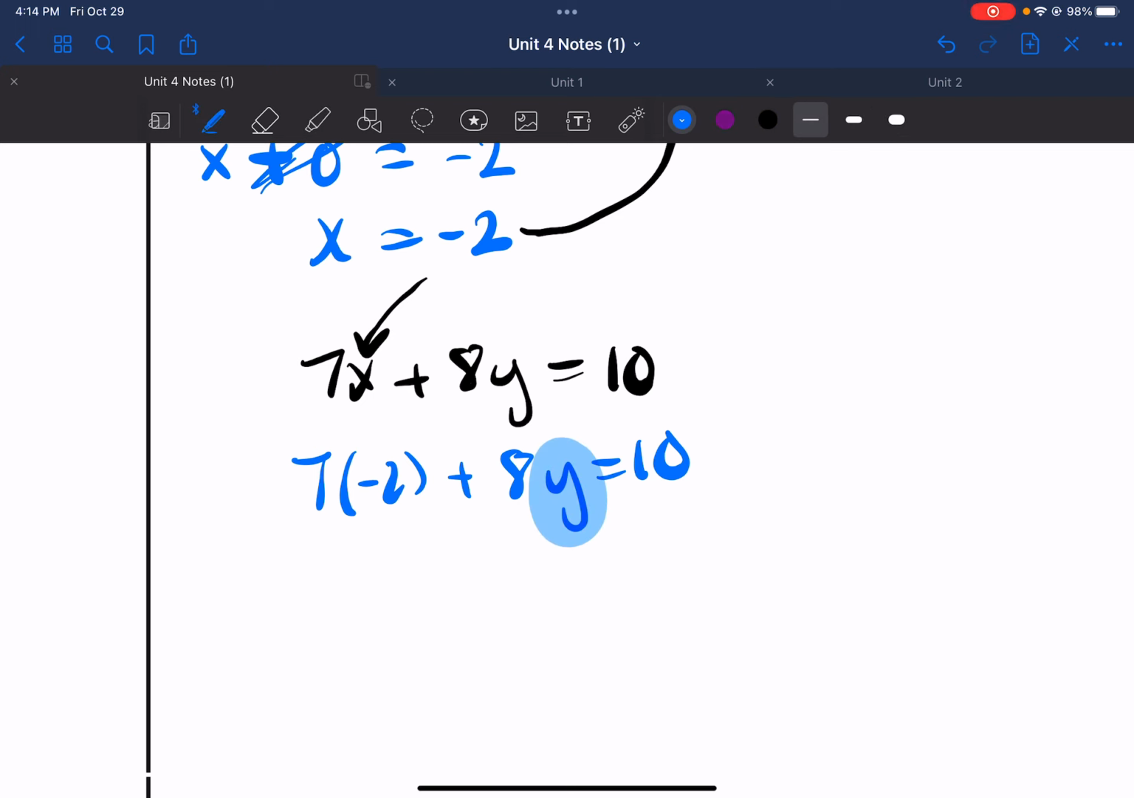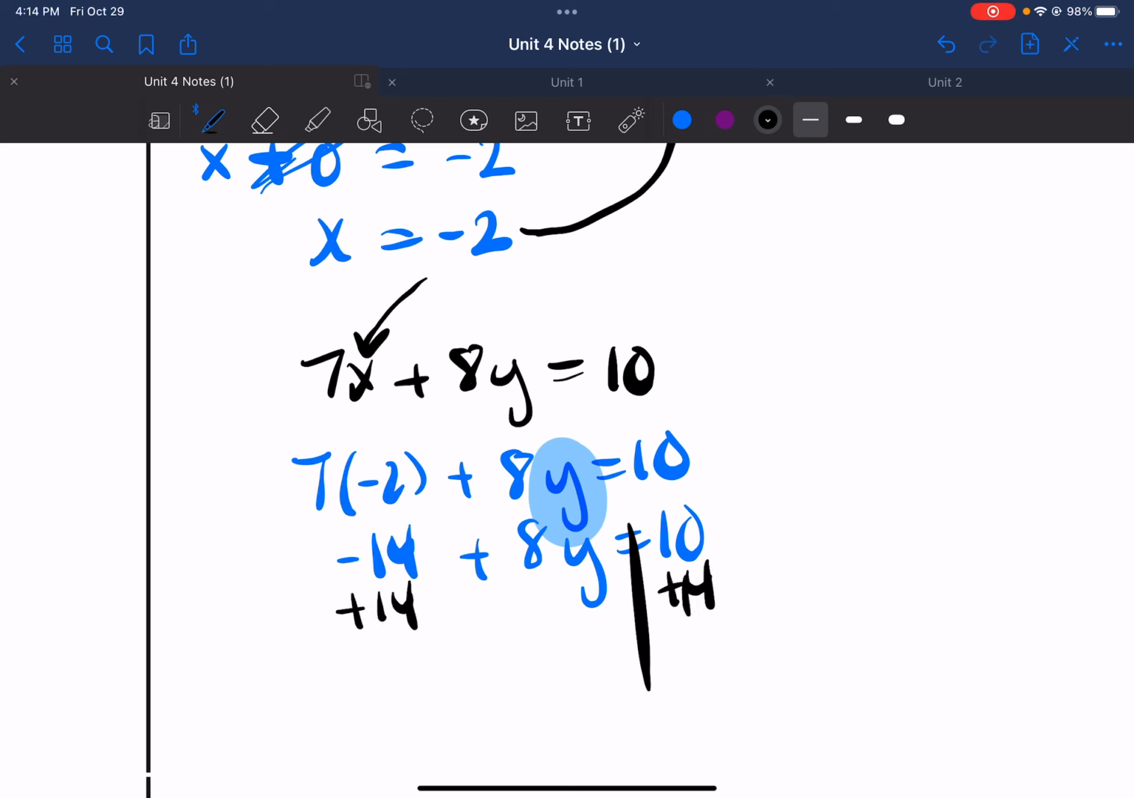So first, 7 times a negative 2 is a negative 14 plus 8y equals 10. And then I need to do inverse operation, right? Because I need to do plus 14 here, plus 14 here. And then what do I have left? 8y is on this side because that cancels out.